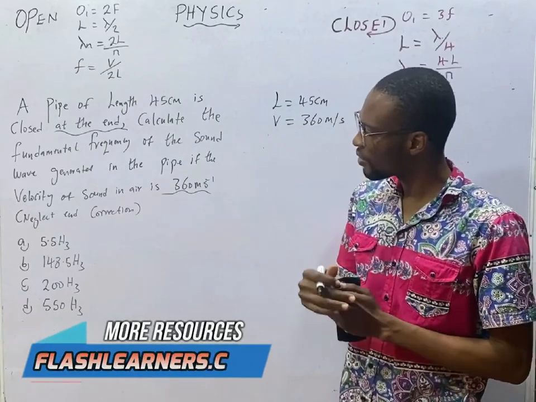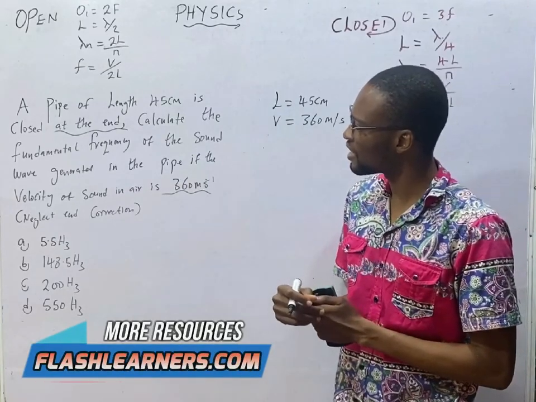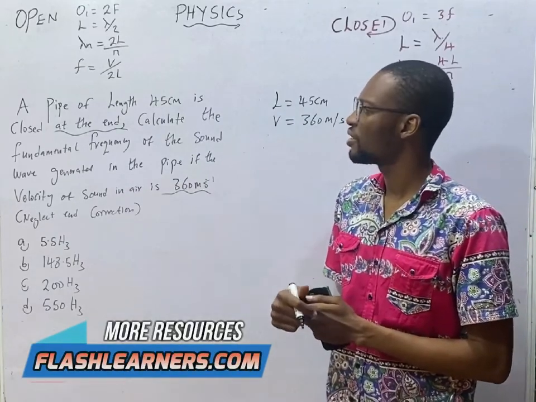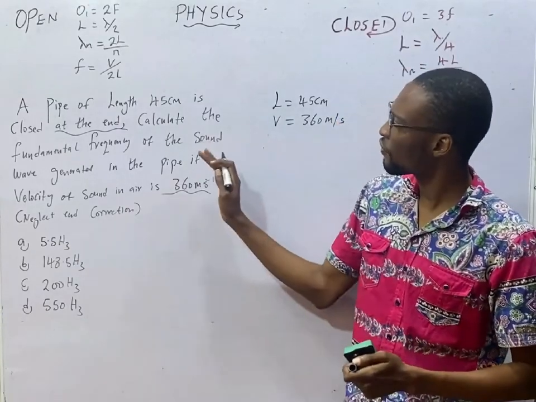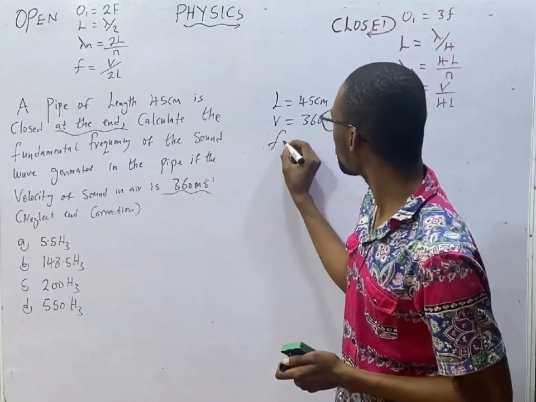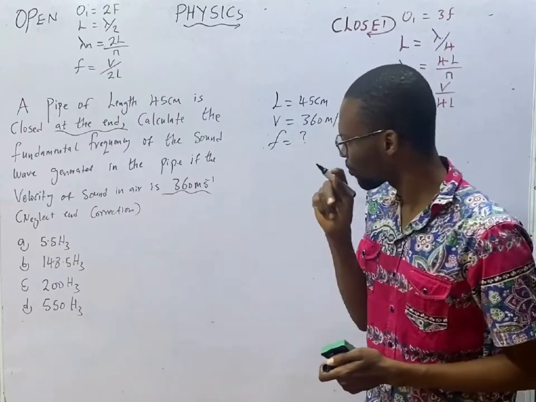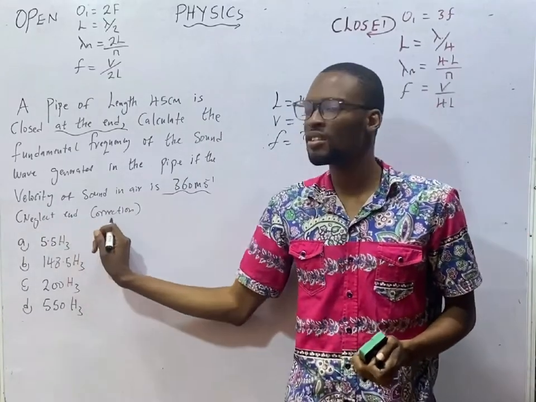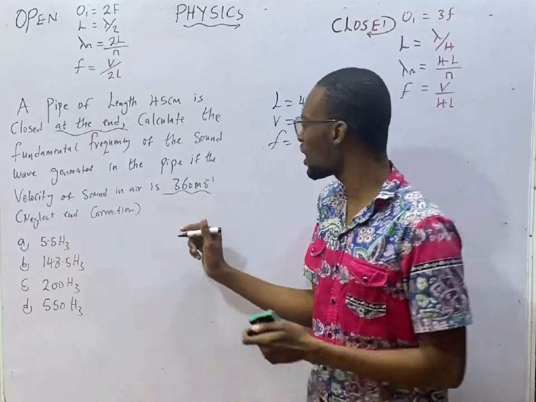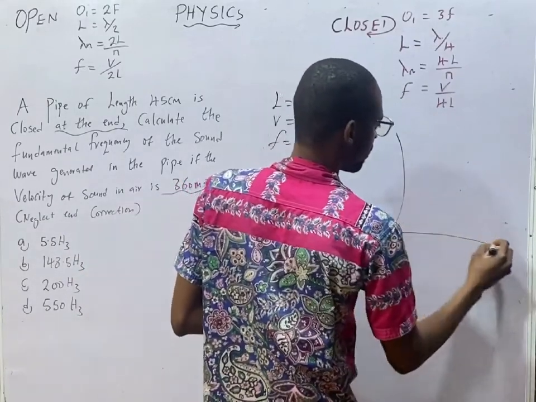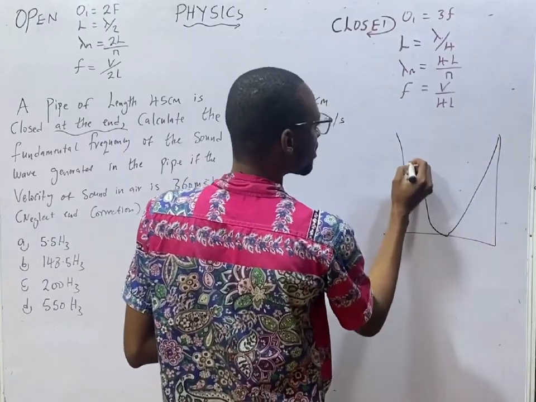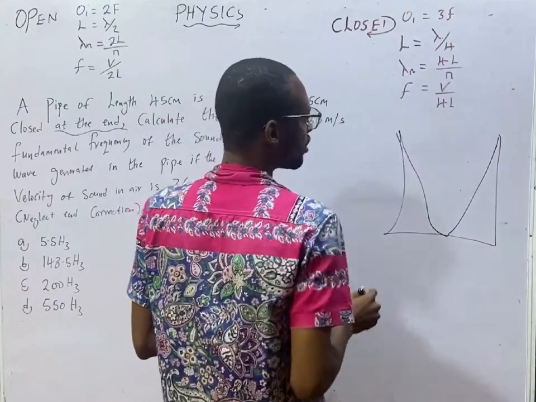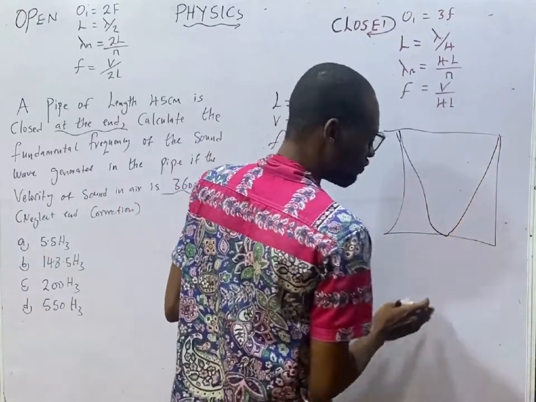A pipe of length 45 cm is closed at the end. Calculate the fundamental frequency. F equals question. Neglect end correction. If you have a pipe like this, this is a closed pipe. The wave reflects and goes back like this. Now, this is the actual length of this pipe.